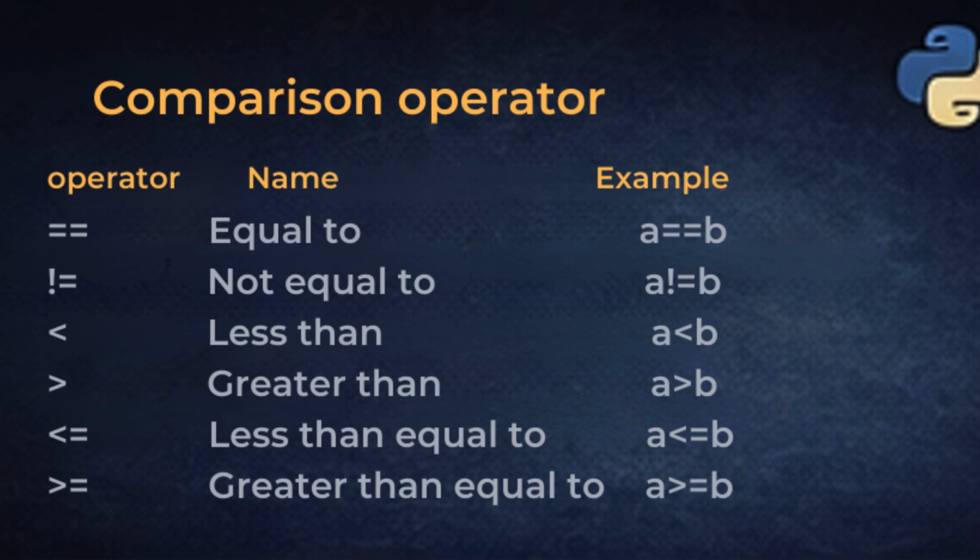Comparison operators compare values. Double equals checks equality. Not equals checks inequality. Greater than, less than, greater than equal, less than equal. These return true or false.